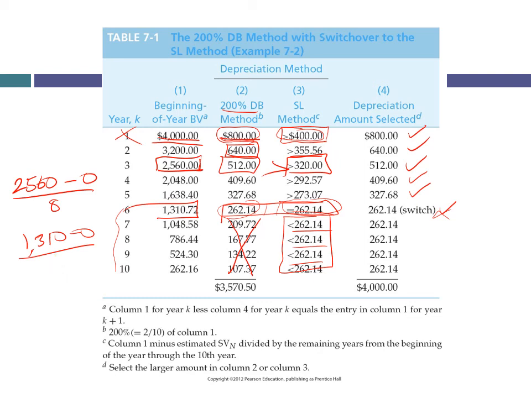Actually, the remaining time is not 6 years, but 5 years. So we divide by 5 and we obtain from here 262.14 as the straight line. Okay, so this is the switch over point. This is important, how we calculate.